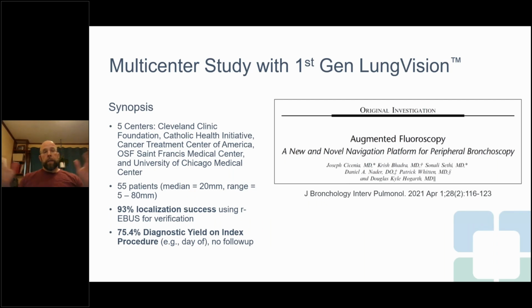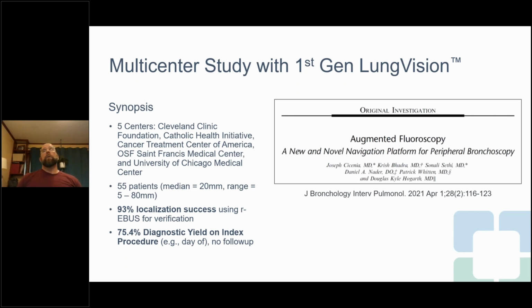And speaking of Joe, he put together a really nice multi-center trial. This was the first multi-center trial, first real publication looking at this. This was the first generation of Lung Vision. Five centers got together, about 55 patients. The median size is about 2 centimeters, which is an average size for nodules that come through the door. But there was a pretty wide range, anywhere from 5 millimeters all the way up to 8 centimeters.